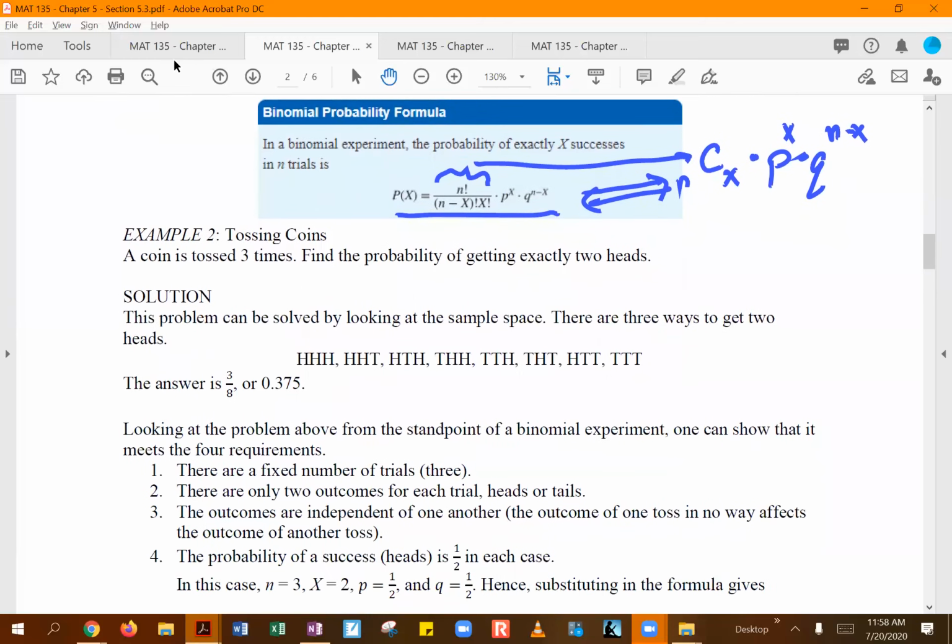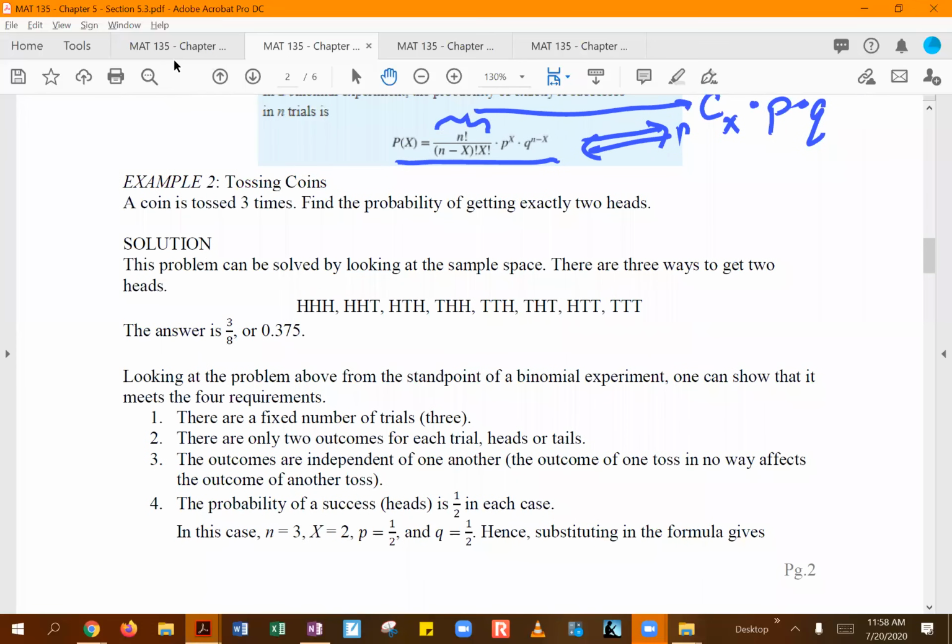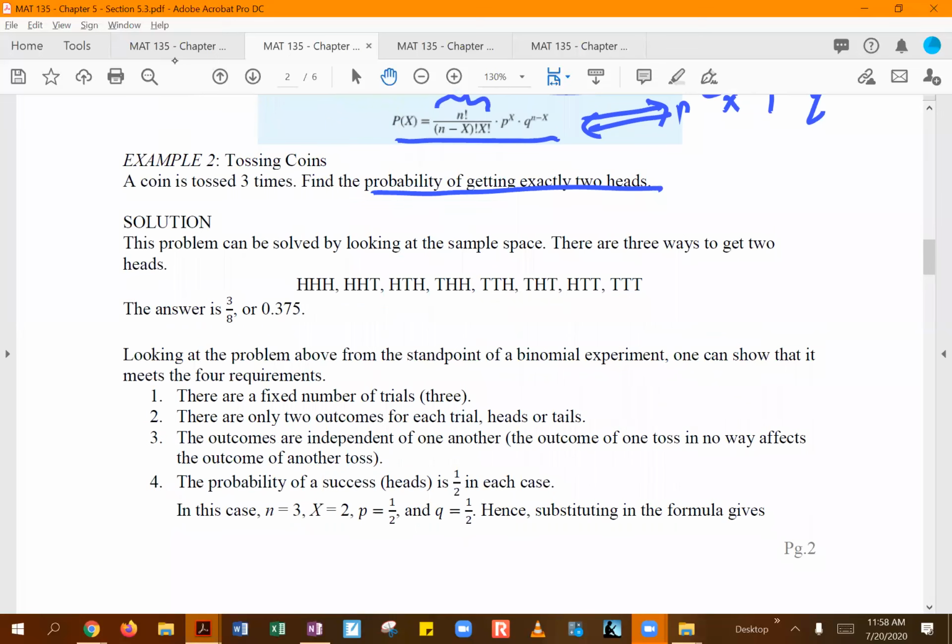So let's take a look at how this formula works out. We're talking about tossing a coin 3 times, and we want to know what is the probability of getting exactly 2 heads. So of course, if you're tossing the coin 3 times, they're talking about what different outcomes we can have.